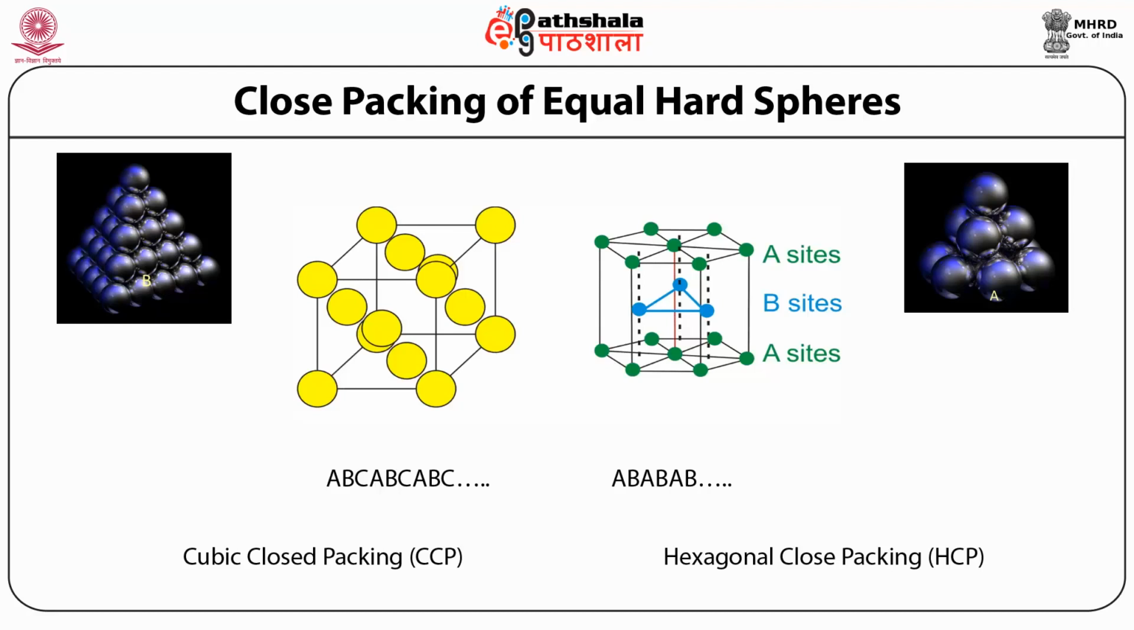So it is also represented in the unit cell form. For example, for the HCP, that is hexagonal close packing, you can see that in a unit cell, the atoms are arranged in the form of two layers. So the green layer corresponds to A sites and blue corresponds to B sites.